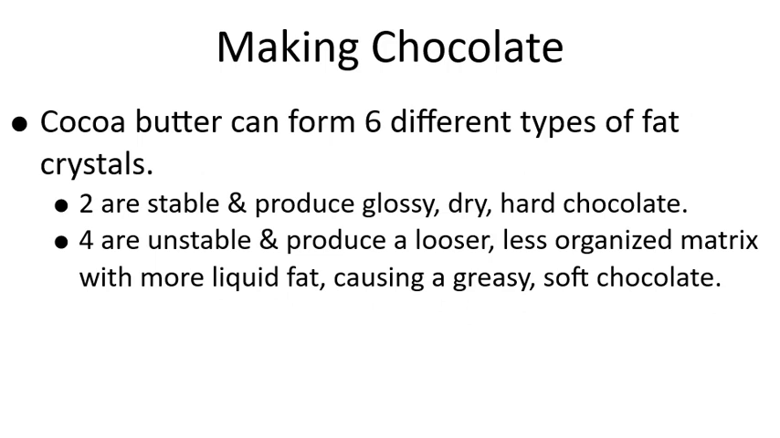The fat in cocoa butter can form 6 different types of fat crystals. 2 of these are stable and produce the glossy, dry, hard chocolate that we like. The other 4 types of crystal structures produce a looser, less organized matrix with more liquid fat, which causes a greasy, soft chocolate.